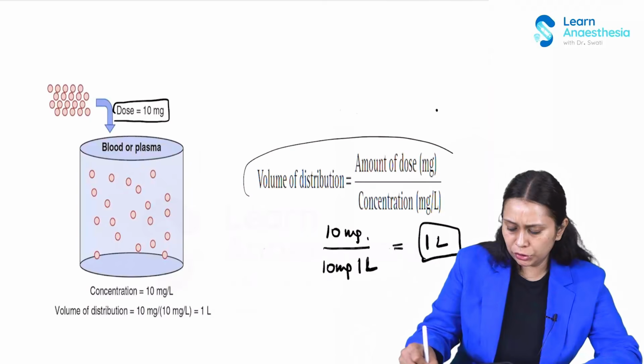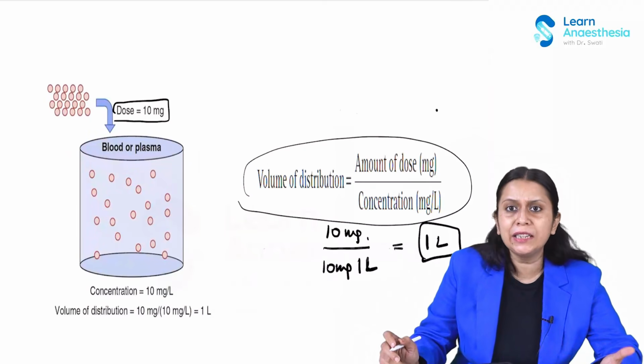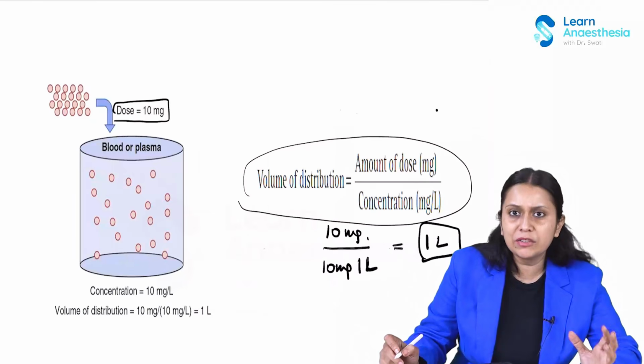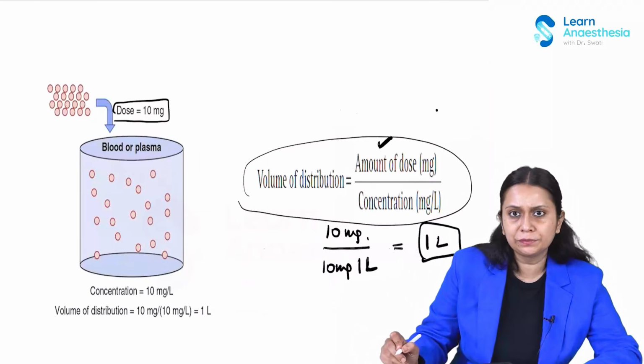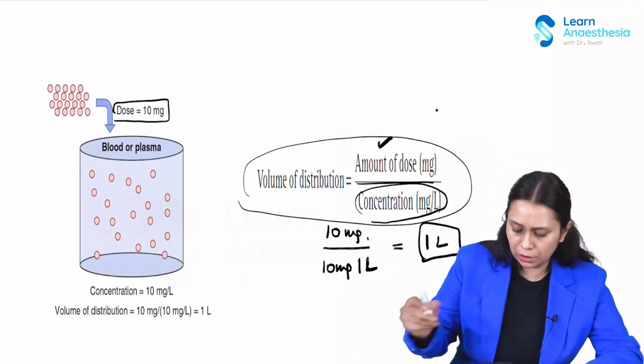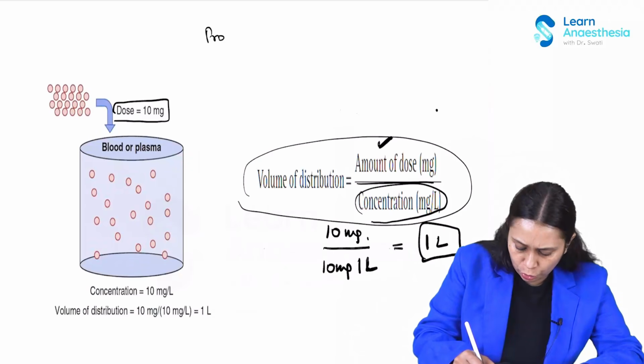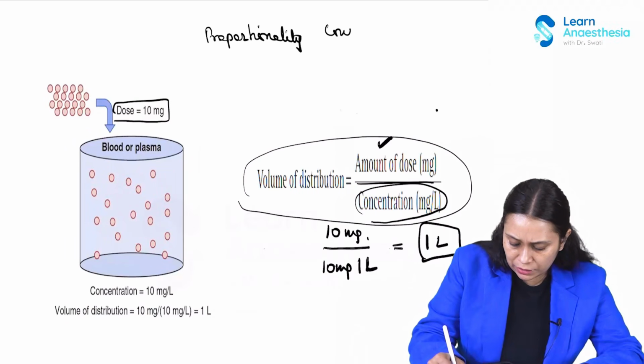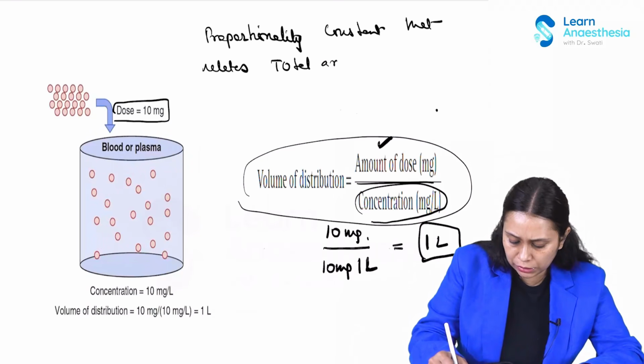So what is volume of distribution? It is a proportionality constant which represents the total amount of drug divided by the concentration of drug at a given time. So volume of distribution is a proportionality constant that relates the total amount of drug in the body. We have to remember this, in the body.